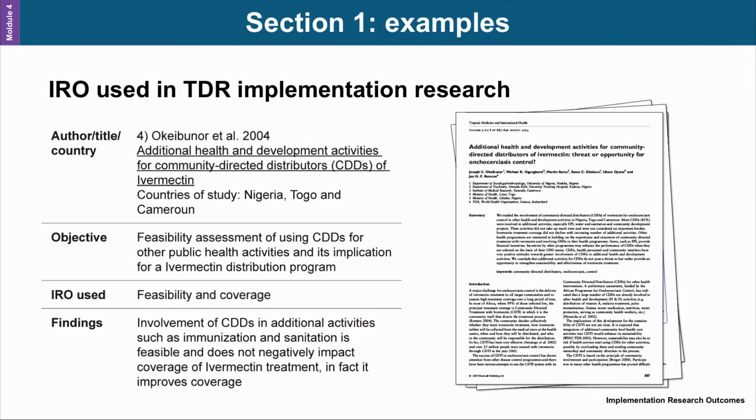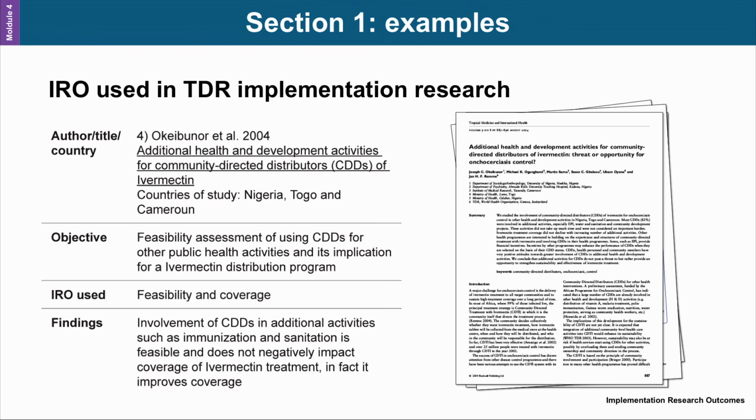So for the fourth example, we look at a study by Okebuno et al. in Nigeria, Togo and Cameroon. They are looking at the use of community-directed distributors of ivermectin for other public health control programs. So this whole idea that yes, we have these community distributors within our villages and rural areas, that is to say, can they also be used for some other public health programs, including sanitation, immunization activities, and so on? And does this inclusion negatively impact their activities in delivering the ivermectin control program that they were originally slated for? And in studying this, they looked at specific implementation research outcomes.